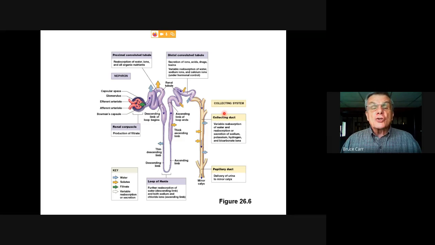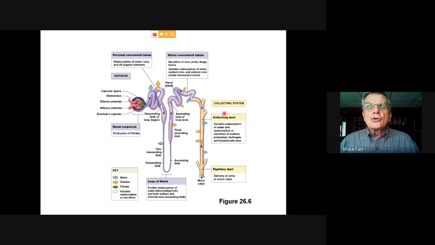So in the proximal tubule, you see constant transport of water and solutes out into the surrounding regions. In the loop of Henle, the nephron loop, you'll see a constant transport of water out in the descending limb and a constant transport of solutes in the ascending limb. So what's left behind is the nitrogenous waste and other waste materials.